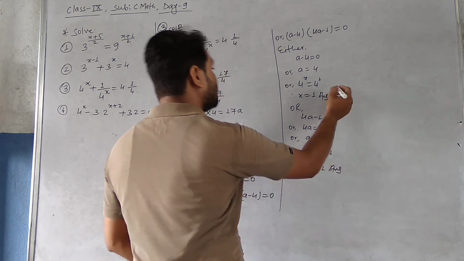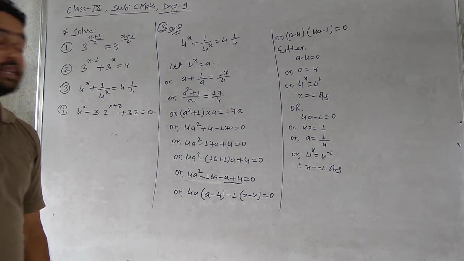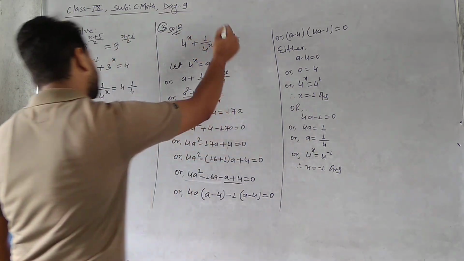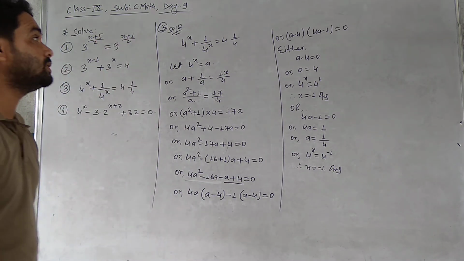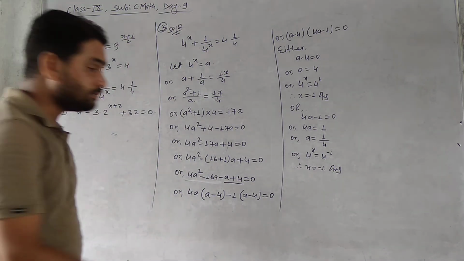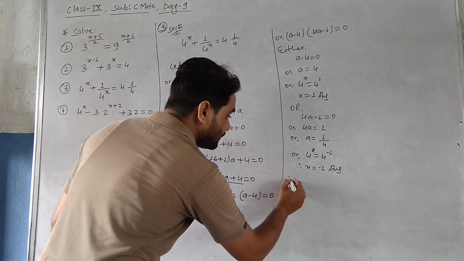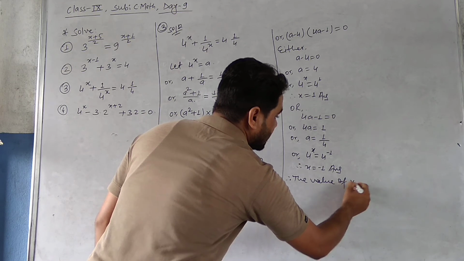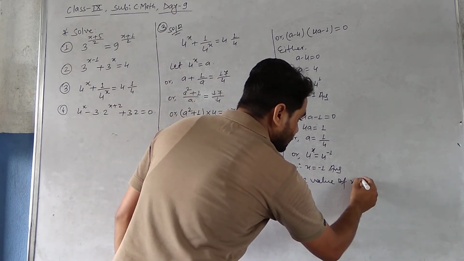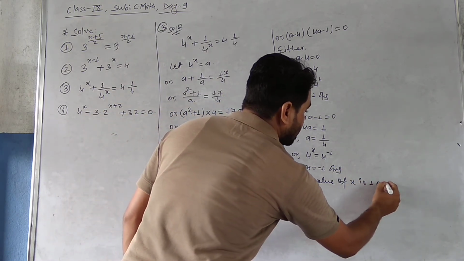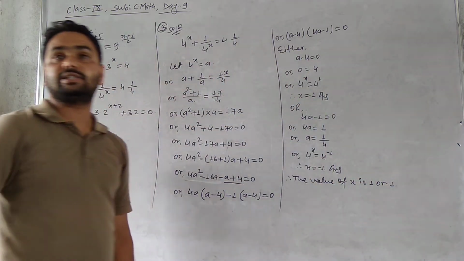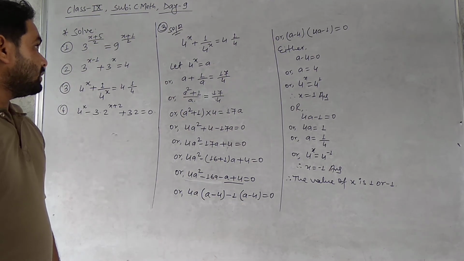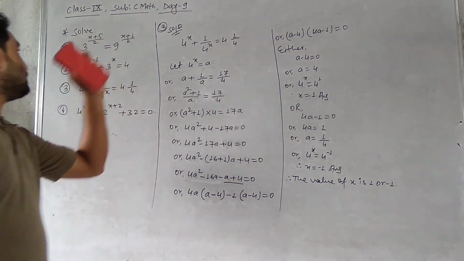This is the answer. That means we get 2 values of x, and these two both satisfy this equation. If we put them in the place of x, yes. Therefore, the value of x is 1 or minus 1. This is the required answer. So this is the required answer for question 3.